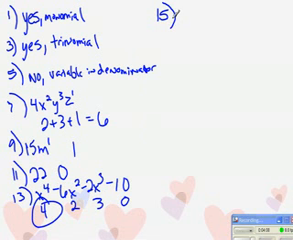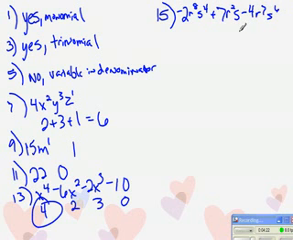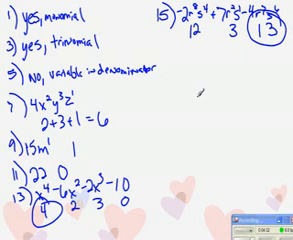Number 15, it's a long one. Negative 2r to the 8th, s to the 4th, plus 7r squared s minus 4r to the 7th, s to the 6th. Same thing, there are 3 terms. I need to find the degree of each one. So 8 plus 4 gave me 12. 2 plus 1 is 3. 7 plus 6 is 13. So the biggest one is 13.